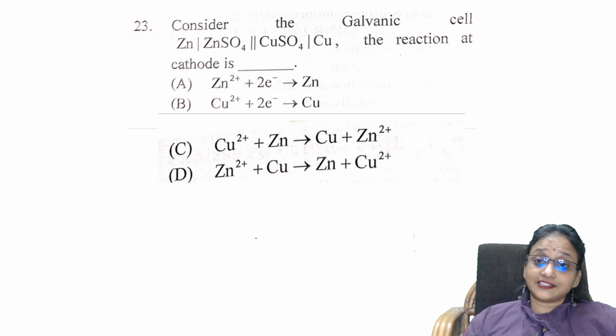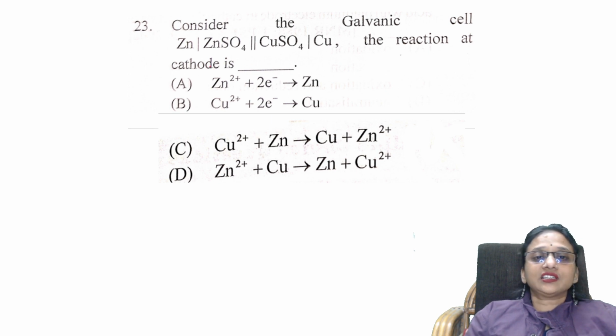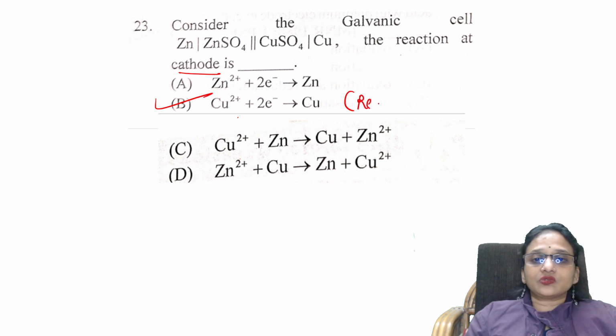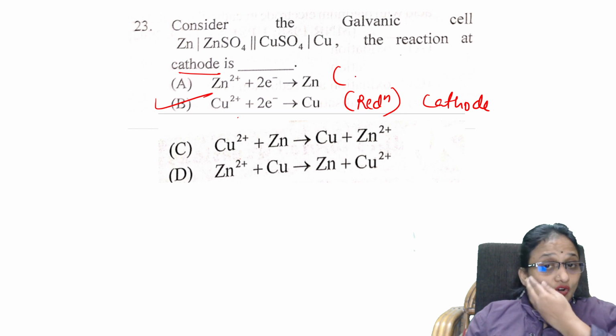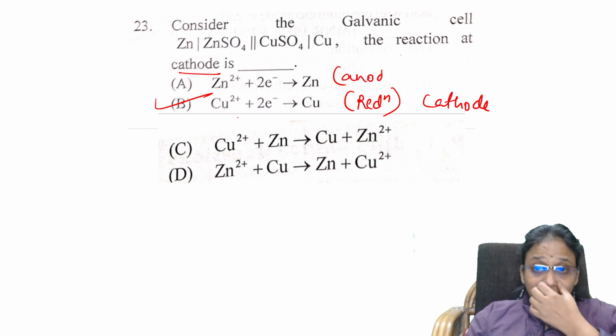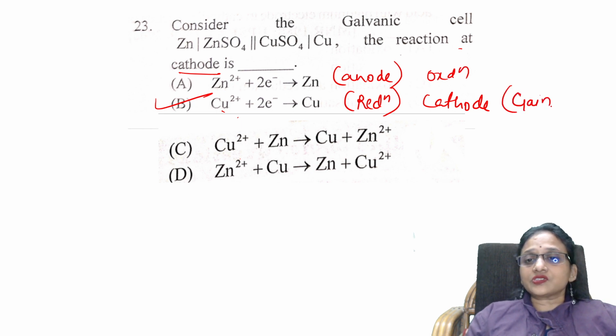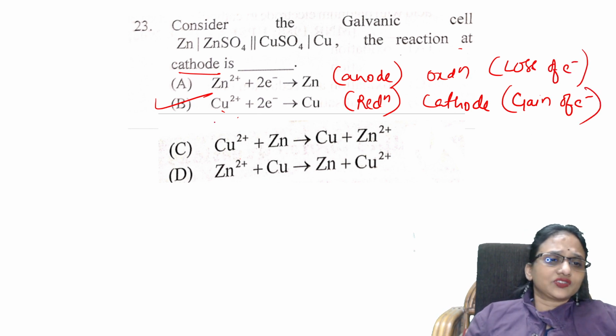Consider the following galvanic cell, zinc sulfate, copper sulfate. The reaction at the cathode is, oh, easy. Reaction at the cathode, they asked me. Simple as that, students. Check this one. Always at the cathode, a reduction process happens. This is the cathode. It's taking two electrons. Correct? This is the reaction of the anode compartment. This is the anode compartment. So they asked me the reaction at the cathode. So this is loss, this is oxidation. This is gain of electrons. This is loss of electrons. Easy? Very easy. So the option is B.